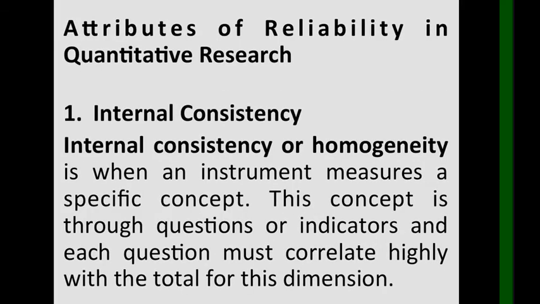Okay. Attributes of reliability in quantitative research. So, meron tayong iba't ibang attributes. Number one, internal consistency. Internal consistency or homogeneity is when an instrument measures a specific concept. This concept is through questions or indicators, and each question must correlate highly with the total for this dimension. So, ano ibig sabihin ng internal consistency or homogeneity? Ito yung sabi dito, when an instrument measures a specific concept. This concept is through a question or indicator. So, eto, specific concept lang siya.